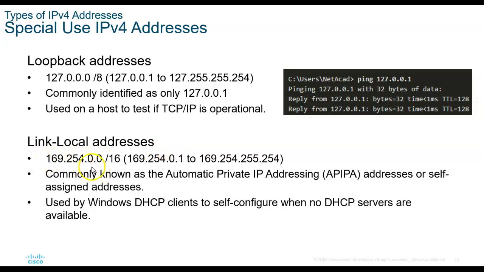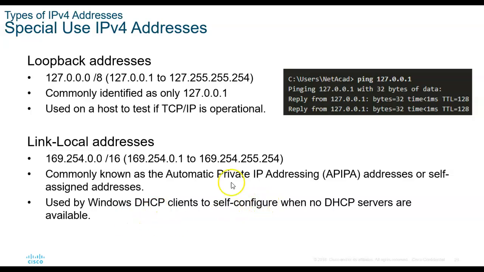Link local addresses. When you get this, that means you're not getting your IP address from a DHCP server. If you have your IP address set to automatically obtained, and you don't get information from DHCP, this is the address you'll get. You never want to see this address. It's not one that you want. It's also known as Automatic Private IP Addressing.